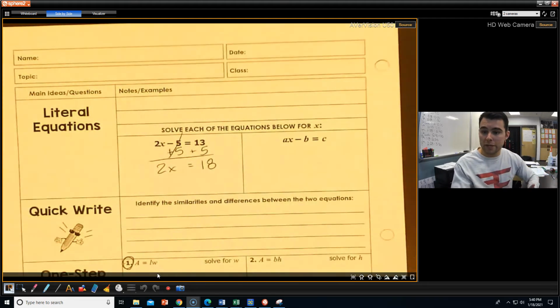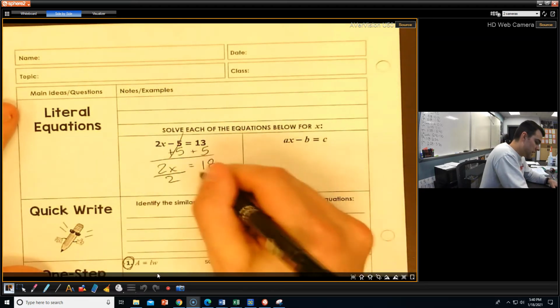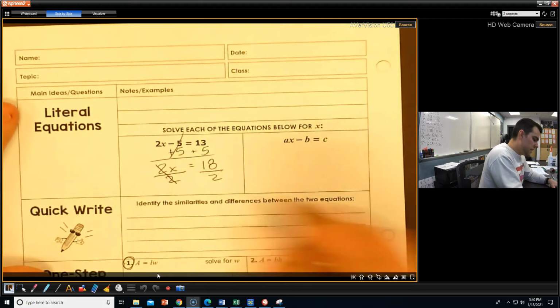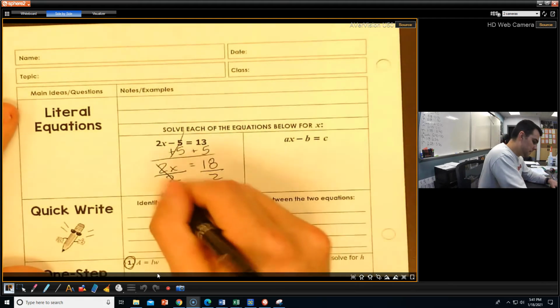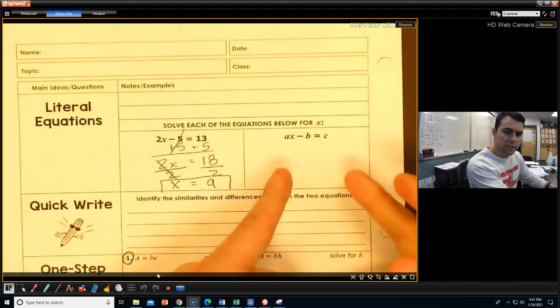Now I go to multiplication and division. I am multiplying by 2. The opposite is to divide by 2. And I do it to both sides. And so I will end up getting x is equal to 18 divided by 2, which is 9. Just like that.